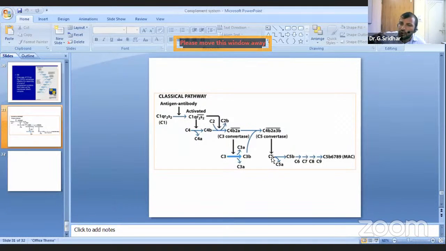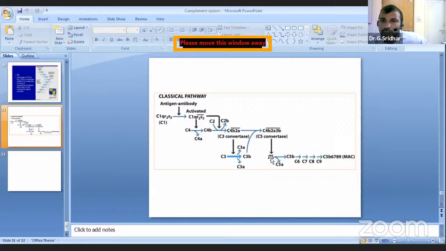This is the main goal of all complement pathways. This membrane attacking complex will go and bind to the cell membrane of the bacterial cell or infected area and lyse the cell by making pores, that is holes, on the cell membrane, and release different types of granulozymes and other lytic enzymes to kill the bacterial cell.